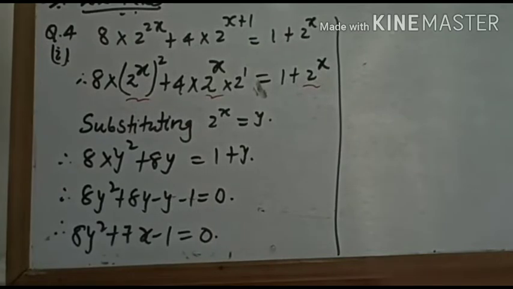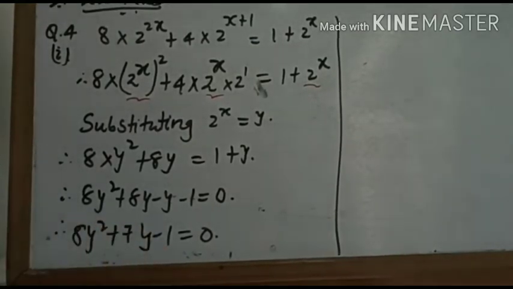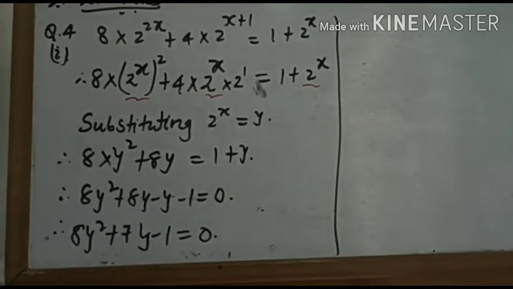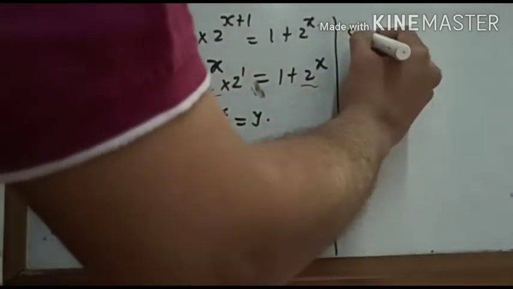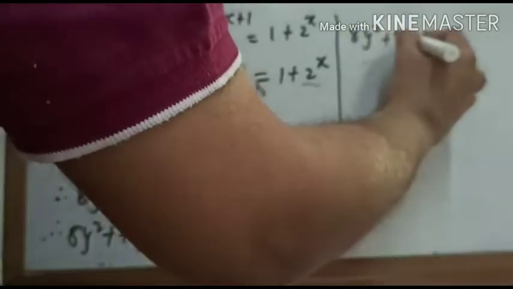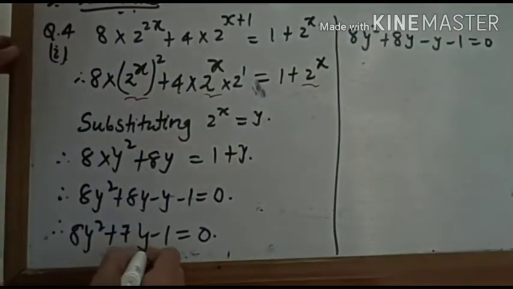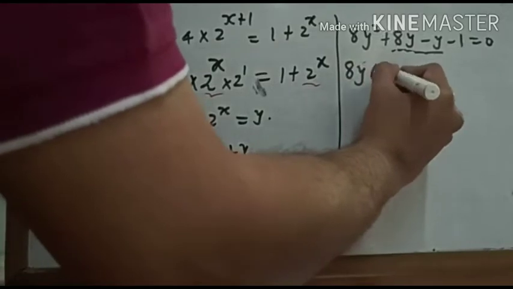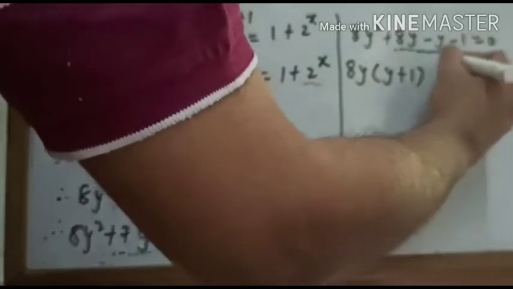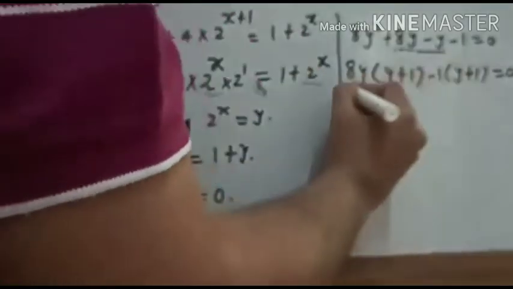My dear friends, in the previous question what we did was splitting up the middle term. So we should understand how we can split up the middle term here. 8y square plus 8y minus y minus 1. The 7y has been split up as 8y minus y. Now here I can take out 8y common, y plus 1. From these two terms I can take out -1, y plus 1 is equal to 0.